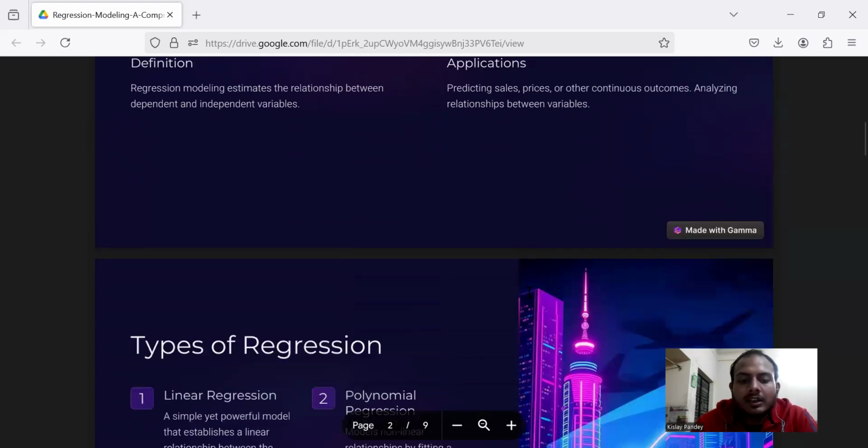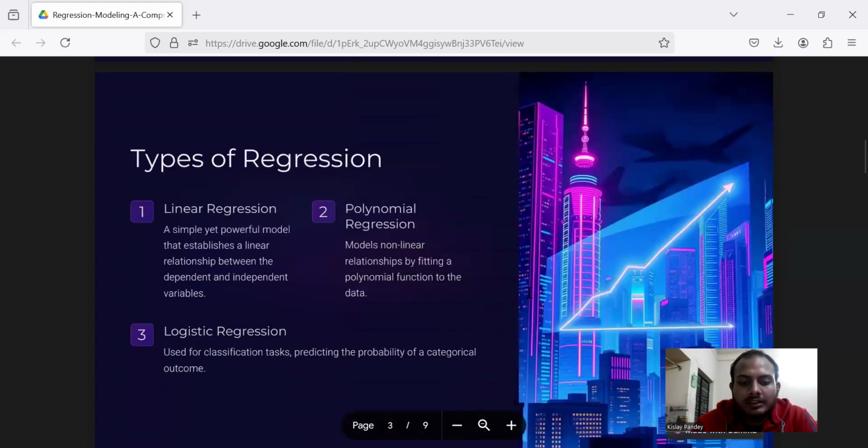There are several types of regression models to address different data characteristics. Linear regression, a straightforward model that assumes a linear relationship between dependent and independent variables. Polynomial regression handles nonlinear relationships by fitting a polynomial equation to the data. Logistic regression. While its name suggests regression, this is used for classification tasks. It predicts the probability of an outcome belonging to a particular category.